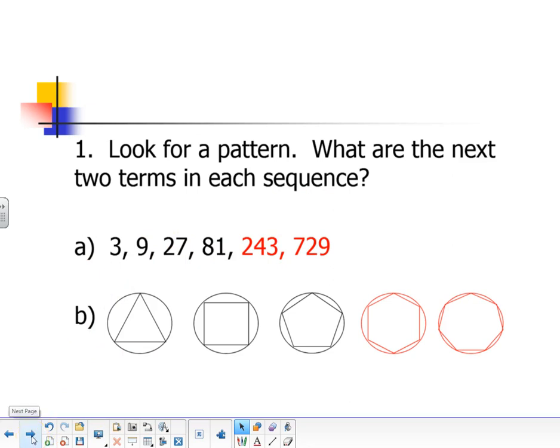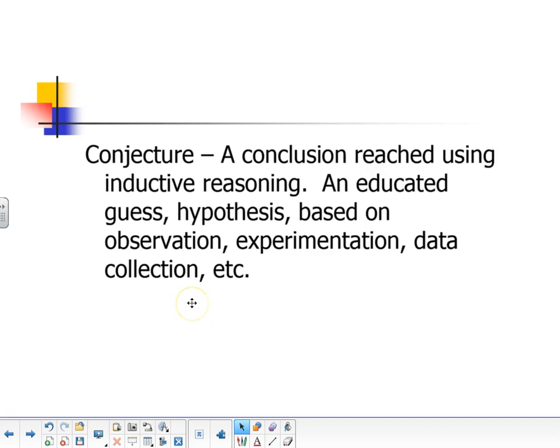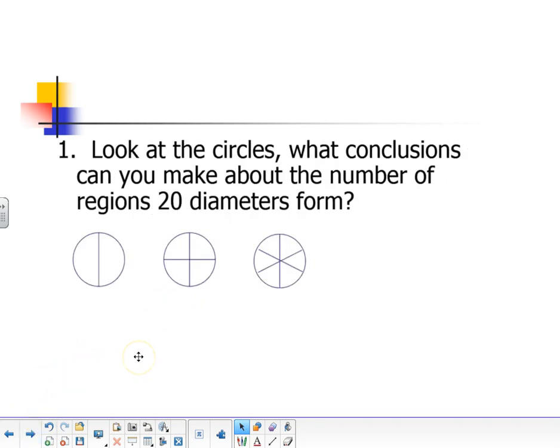It's called inductive reasoning. So a conjecture is a conclusion reached using inductive reasoning. It's an educated guess, a hypothesis based on observation, experimentation, data collection, etc. So we want to look to make conjectures. So looking at the circles, what conclusions can we make about the number of regions 20 diameters form?